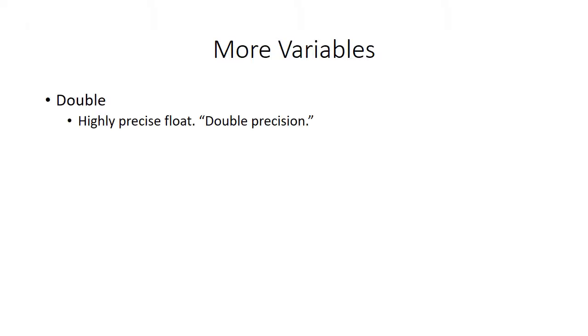And then double is a highly precise float, double precision. And a Boolean variable is a yes or no only. It's stored as a 0 or a 1.